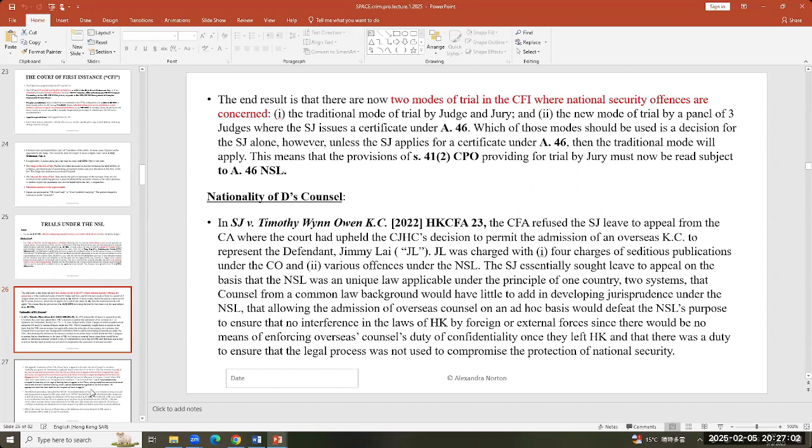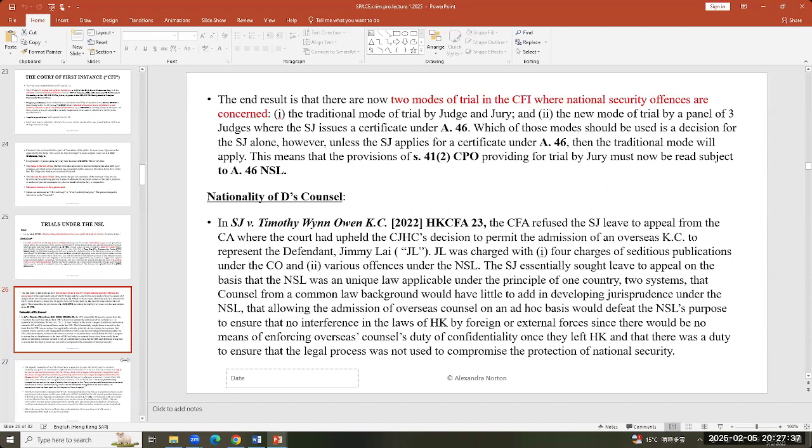Another recent decision was about whether it was appropriate for overseas counsel to represent a defendant in a national security case. This counsel, Timothy Owen, is a very well-known, very prolific British counsel who has appeared in many, many cases in Hong Kong in the past. But Jimmy Lai, who I'm sure you're all very familiar with, wanted him to represent him in his defense with all of the various offenses that he's charged with.